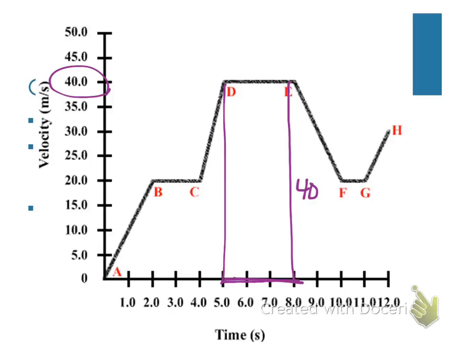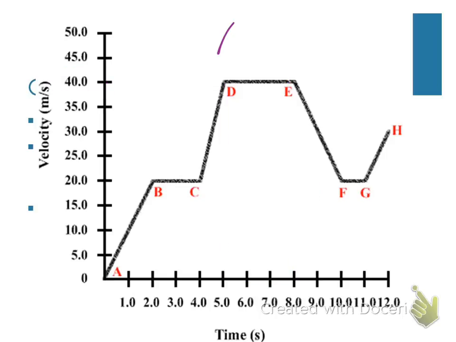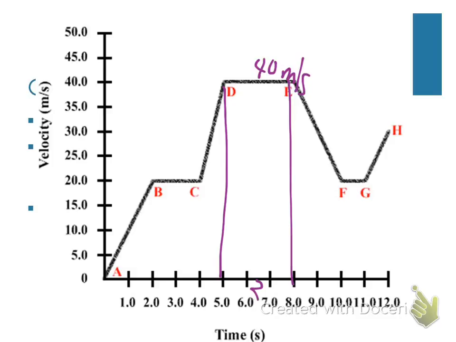If we're moving 40 meters per second for 3 seconds, what could we expect our displacement to be? Just 40 meters per second for 3 seconds. So we have to find the area. We're going to look at how many meters we are covering during that 3-second interval. If we're going 40 meters per second, that means we're covering 40 meters in 1 second. So after 2 seconds, we would have covered 80 meters. After 3 seconds, we would have covered 120 meters.